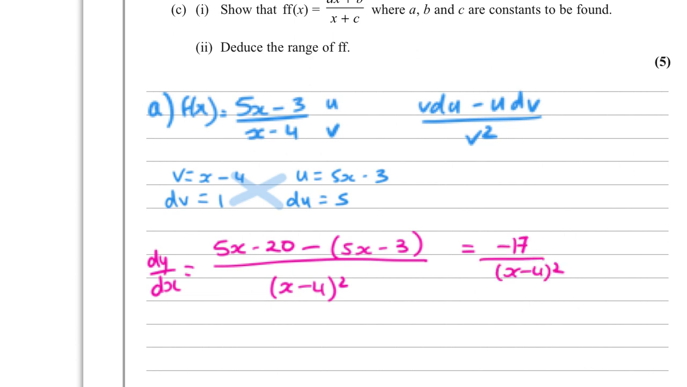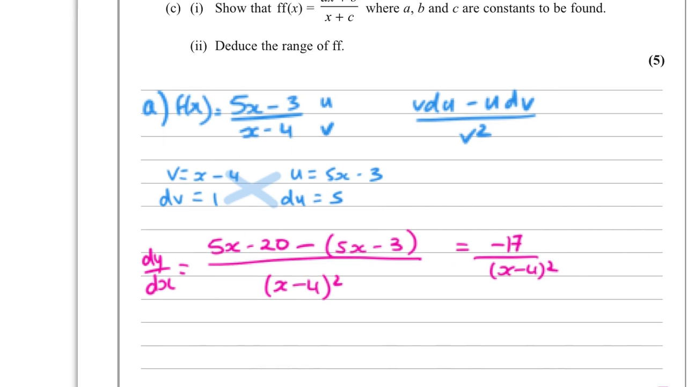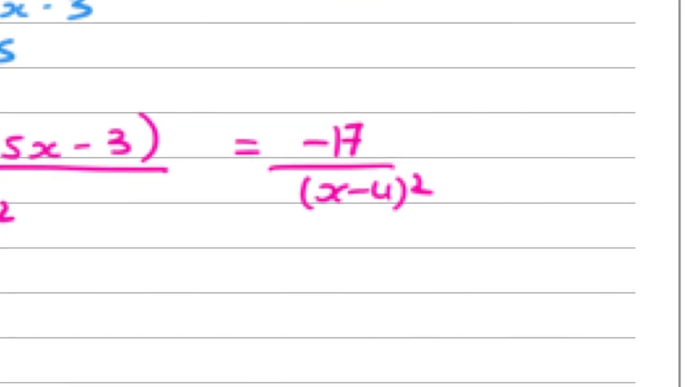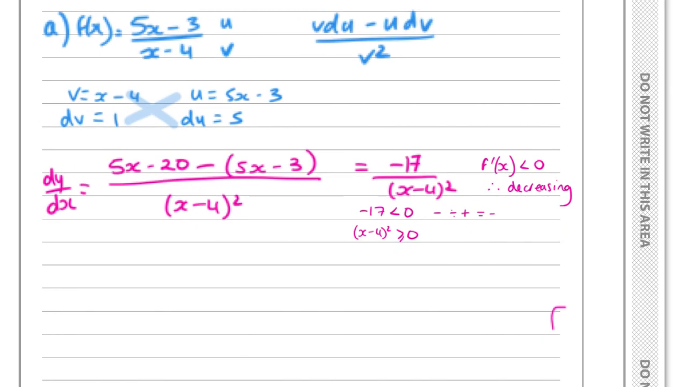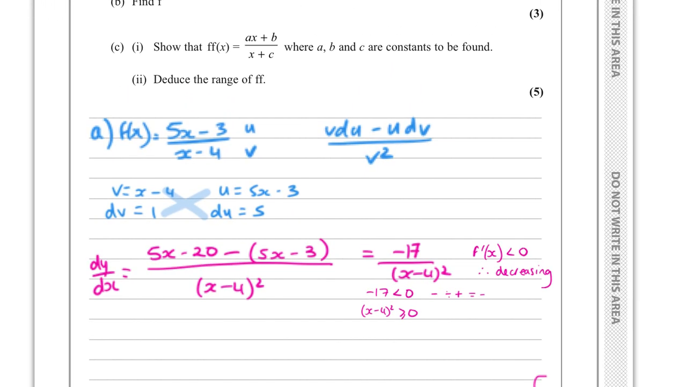Now, how does that help us to show that it's decreasing? Well, we know for sure because x minus 4 squared is always greater than or equal to 0, and obviously, negative 17 is less than 0. If we have a negative divided by a positive, we're still going to get a negative. So this tells me that the differential is less than 0, therefore decreasing. Okay, nice and simple. So the gradient is less than 0, therefore decreasing.